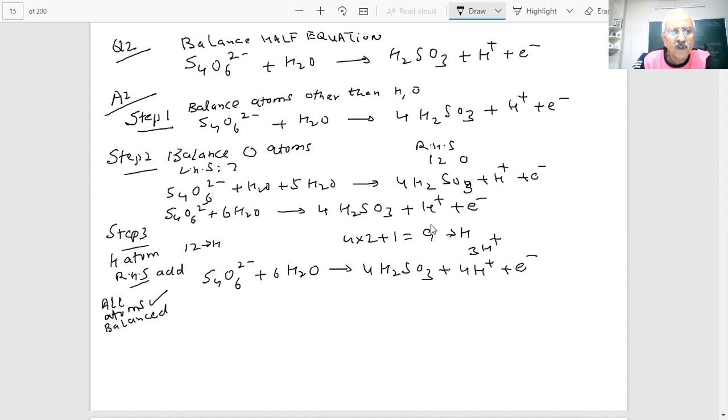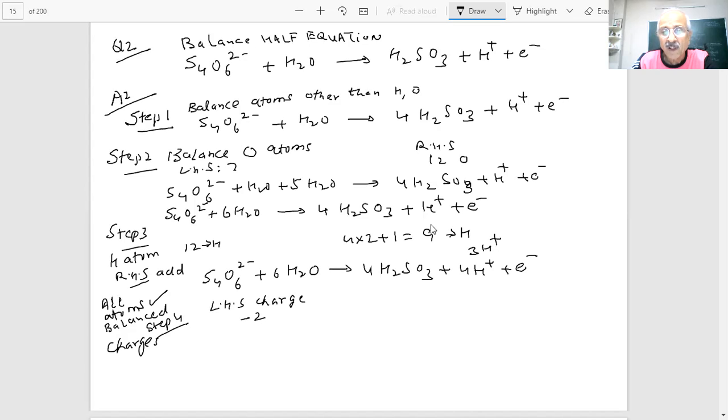What is step 4? Step 4, you have to balance the charges. How many charges are there on the left hand side? There is minus 2 charge in the S4O6, this is one molecule only, one molecule. Minus 2. What is the charges here?